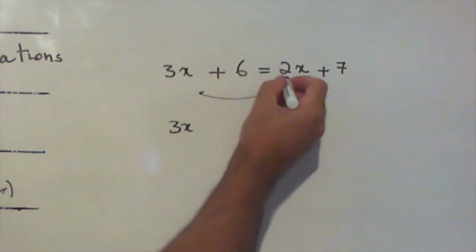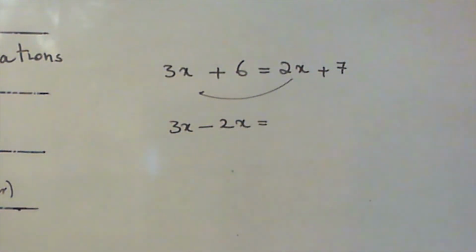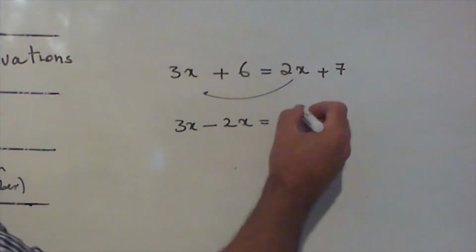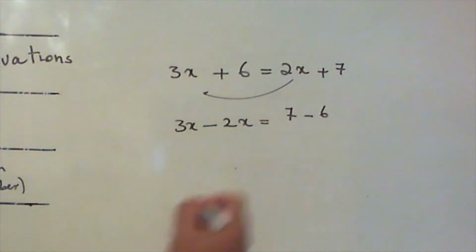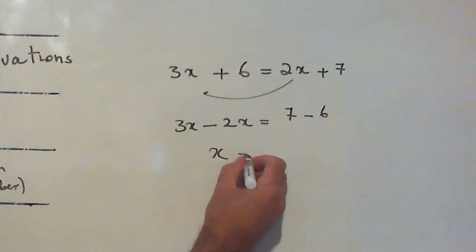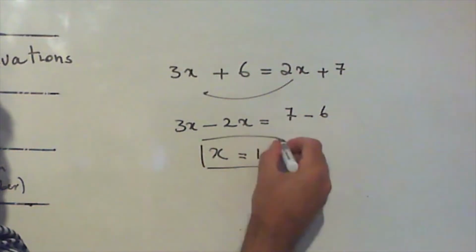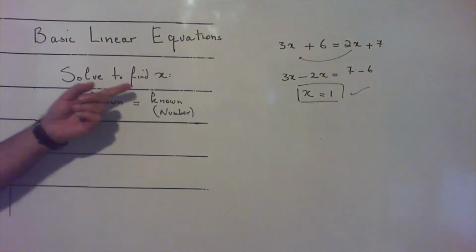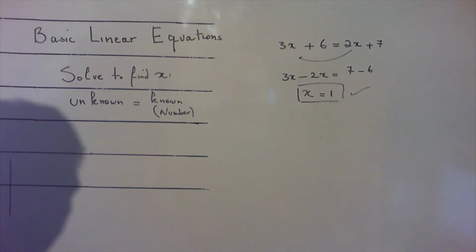So first of all, I'm going to take the 2x to this side. So I'm going to have 3x. 2x is plus here. If it comes here, you change the sign, it becomes minus 2x. The numbers: 7 stays where it is, but 6 goes to that side and becomes minus 6. So 3x minus 2x is just x. 7 minus 6 is 1. And that way I've solved my equation. That's what I was told, solve to find x.